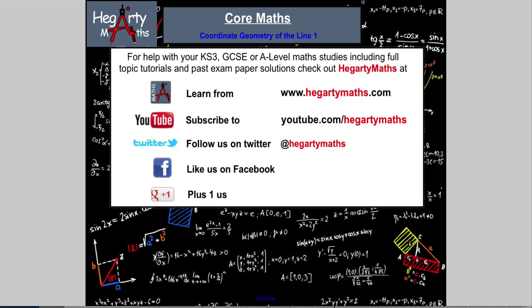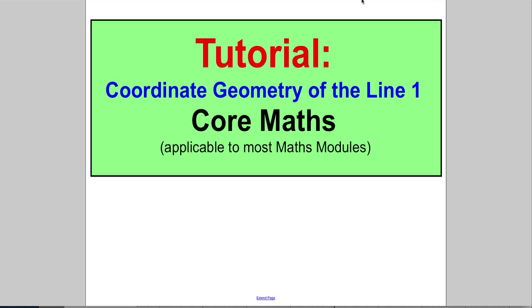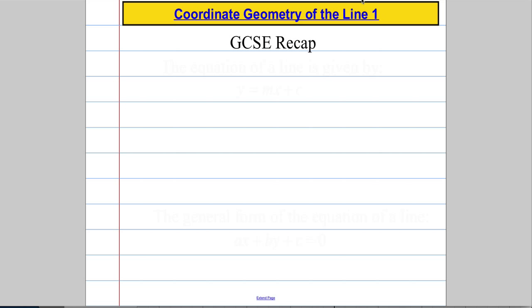It's Mr. Arnold here, and in this video we're going to be looking at coordinate geometry of the line 1. This is based around the core maths modules at A level but is applicable to most other maths modules. Let's crack on and do a very brief GCSE recap of certain things that you should hopefully remember.